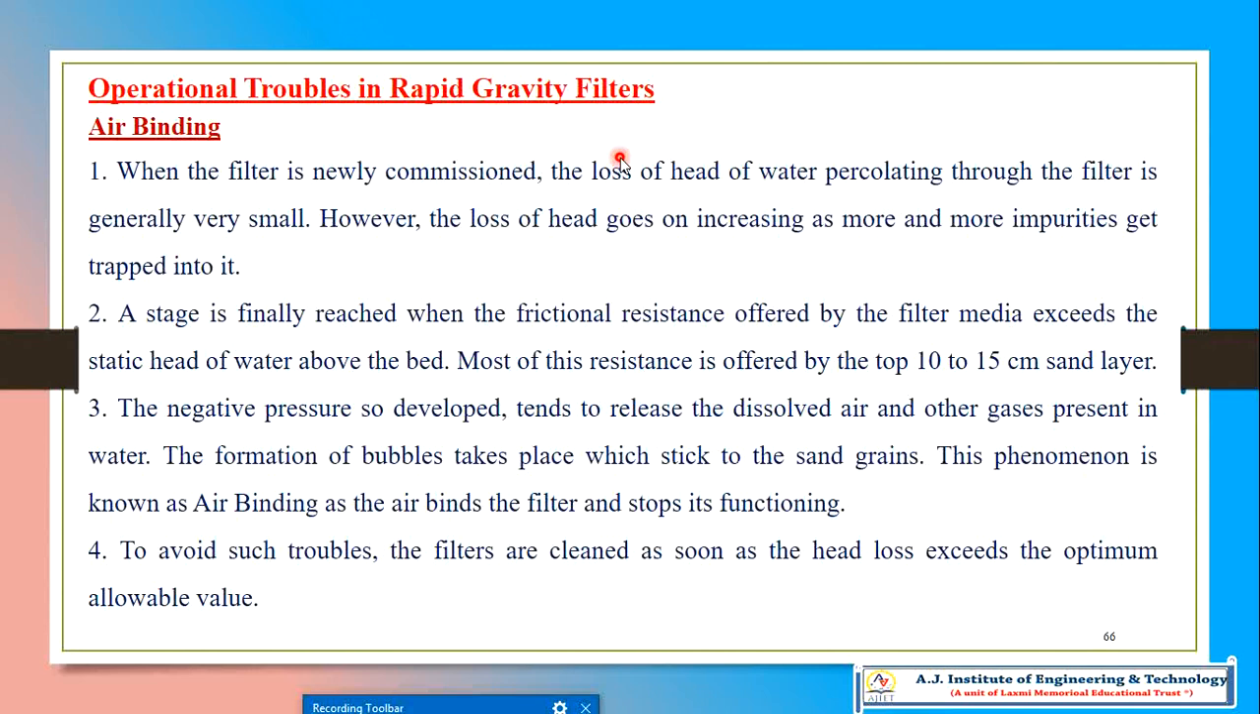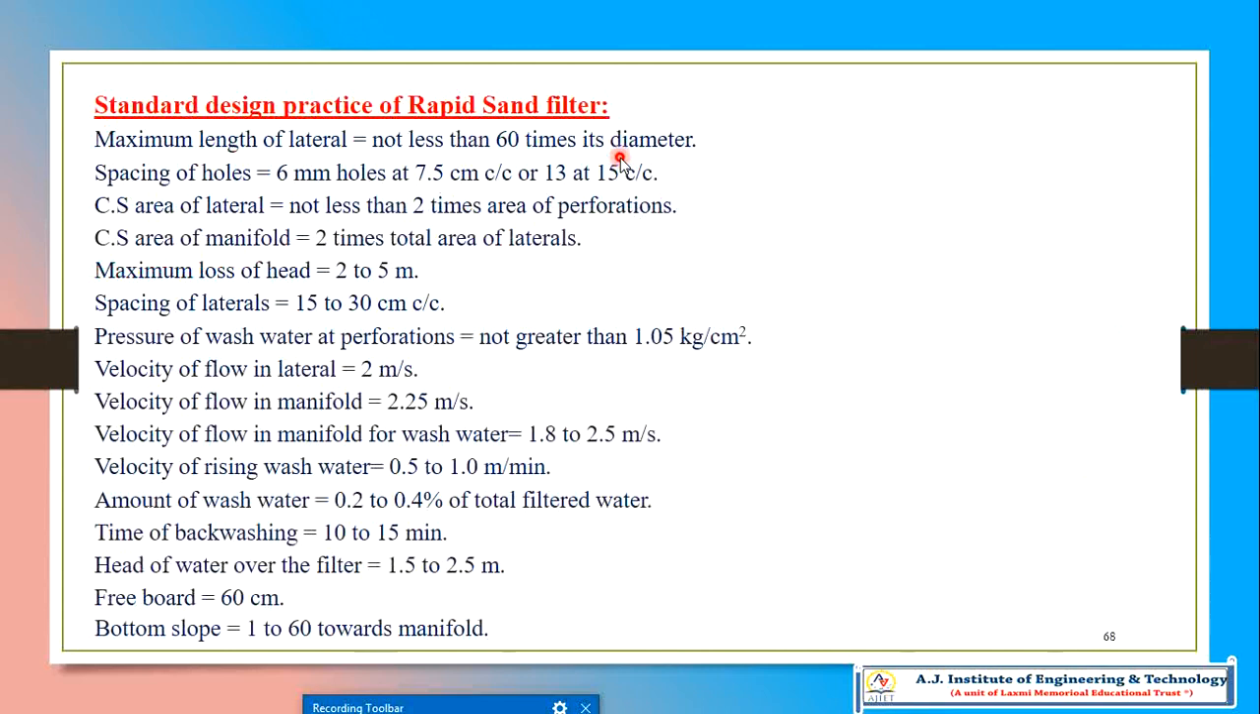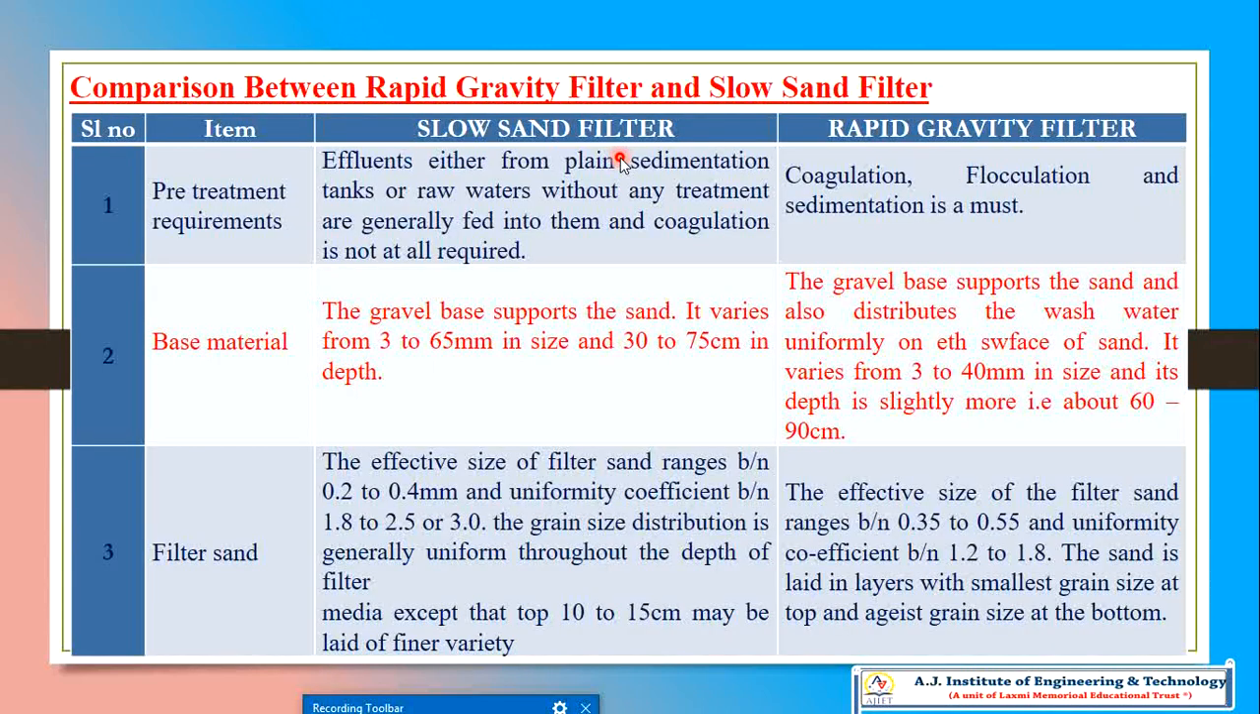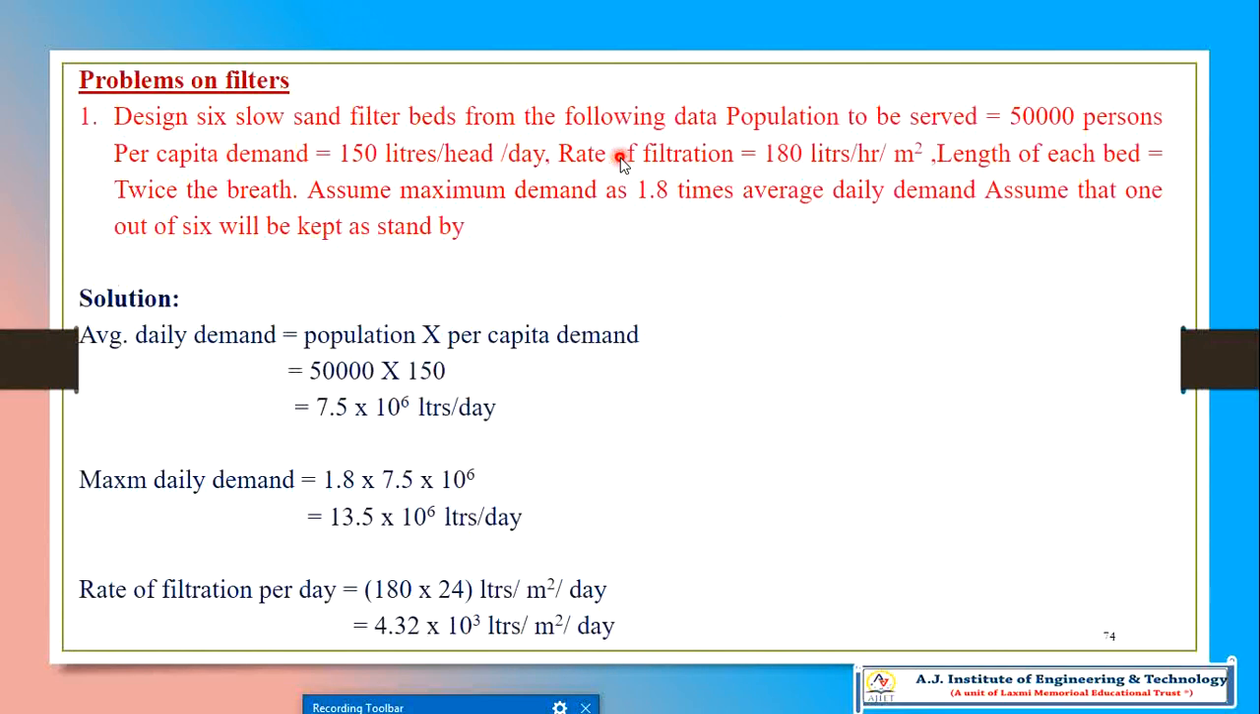Then we'll move to the next part, which will be operational troubles in the rapid filter, design consideration, and comparison between them. This will be continued in the next class.